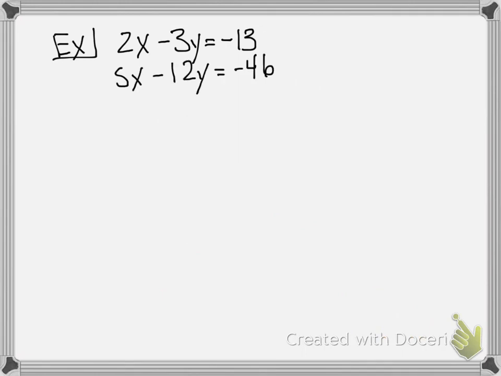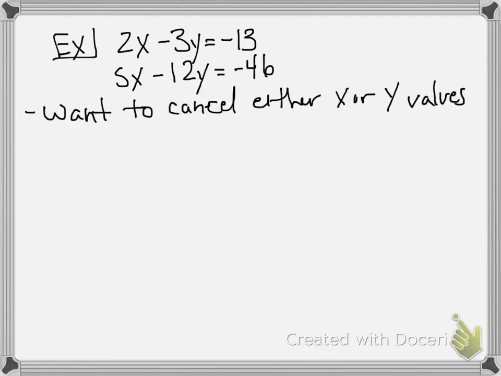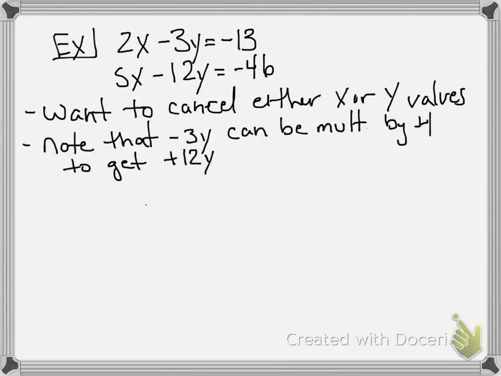Well, let's look at another example. This one's a little bit more tricky. We've got 2x minus 3y equals negative 13, and we've got 5x minus 12y equals negative 46. So just at first glimpse, none of these terms are going to cancel. Neither our x nor y values will cancel. But we're looking just to cancel one of these values.